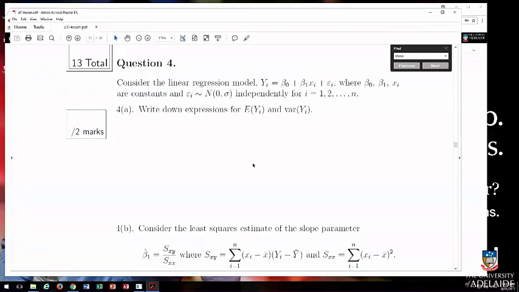Okay, so consider the linear regression model: yi is equal to beta naught plus beta 1 xi plus epsilon i, where beta naught and beta 1 and xi are constants, and epsilon i is distributed according to a normal distribution with mean 0 and standard deviation sigma, independently for i being equal to 1 to n. All right, that's your classic regression model. Write down expressions for the expected value of yi and the variance of yi. Okay, I'm going to switch over to the document camera.